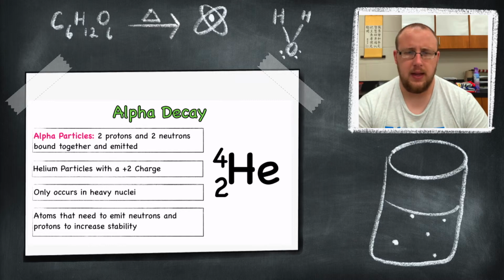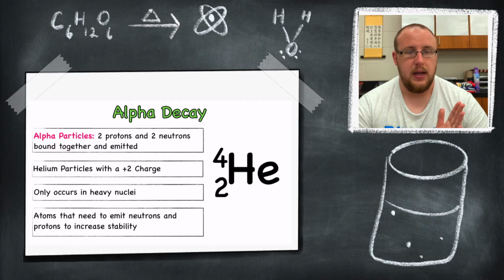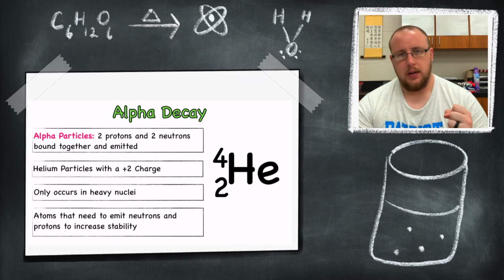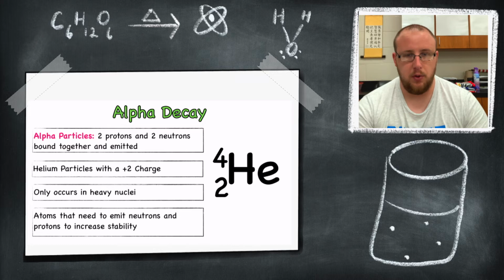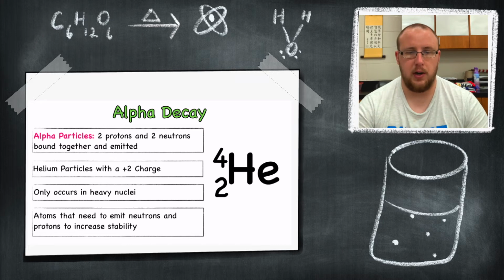The bigger thing is that alpha decay only happens in heavy nuclei. In alpha decay, atoms need to emit neutrons and protons to increase stability. So you have an atom that has to get rid of some protons or some neutrons to become stable. Then it's going to emit an alpha particle, which has two protons and two neutrons, and hopefully by then it's going to be a little bit more stable. So let's see what an alpha decay example problem is.